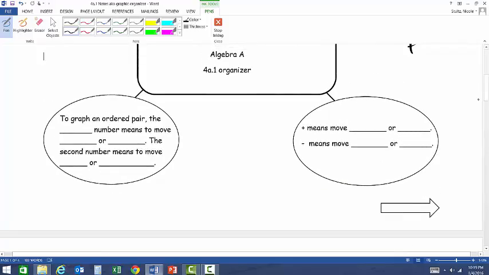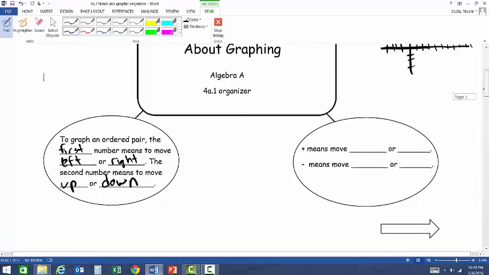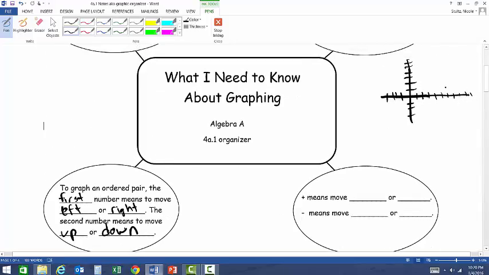In order to graph an ordered pair, the first number means you move left or right, where the second number means move up or down. So if you remember, when you plot a point on a coordinate plane, you move this way, left or right first, and then you move up or down.